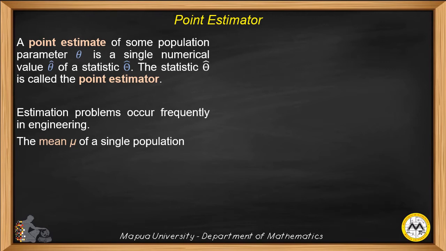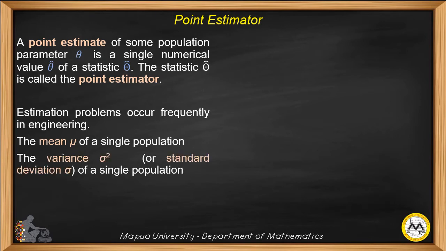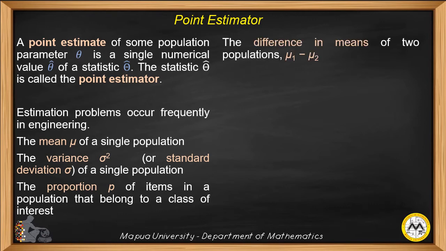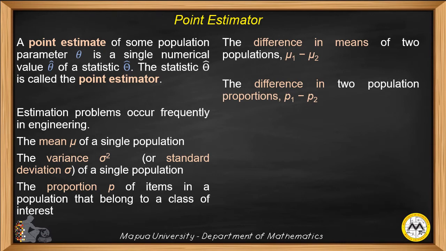We have the mean, the variance, or the standard deviation, the proportion, the difference in means, the difference in two population proportions. So if we want to estimate the population mean mu, the best estimator or the best point estimate that we can use is the sample mean. So for mu hat, we use x bar.